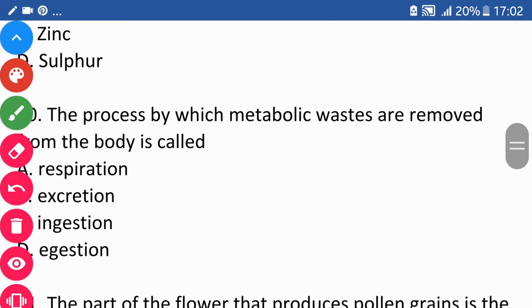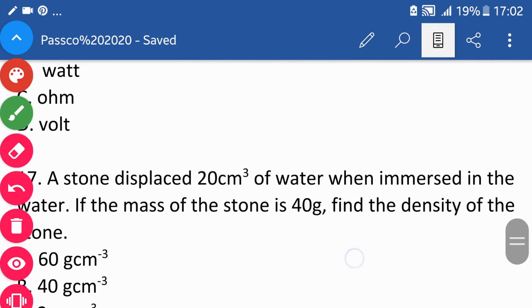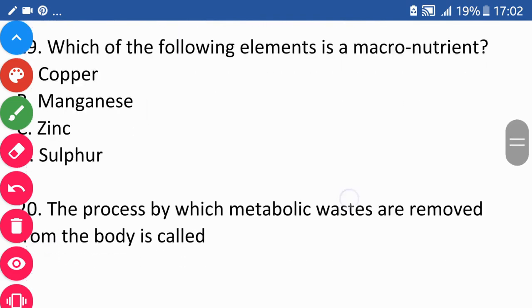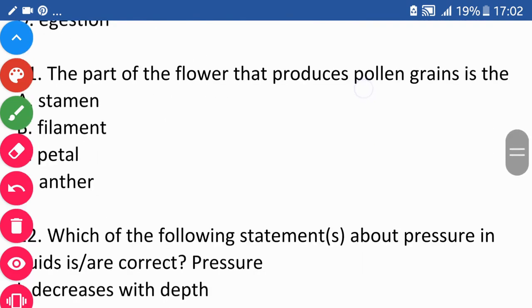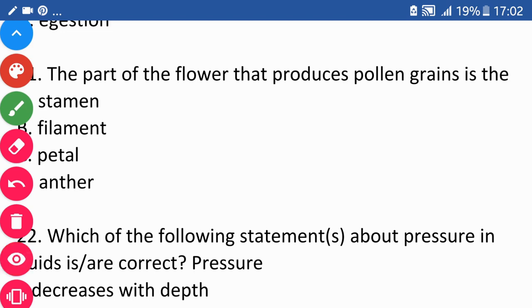Question 20. The process by which metabolic wastes are removed from the body is called excretion. Yes, excretion. This question too has been repeated several times. Let me just do a little recap: questions on density, you mostly find them in the objectives as well. Question 21. The part of a flower that produces pollen grains is the anther. That's where the pollen grains live, not the stigma. So the answer is D.